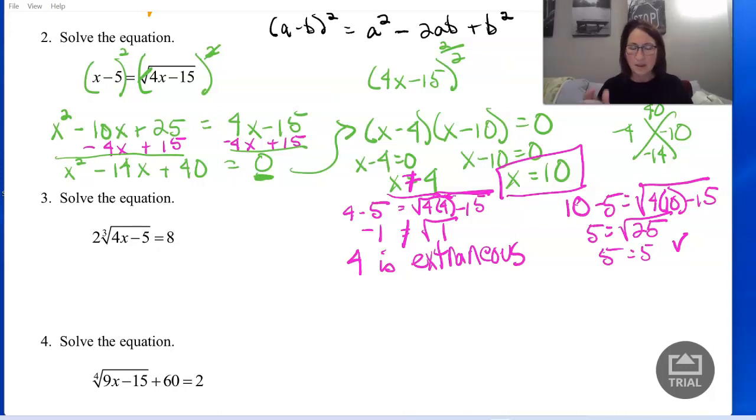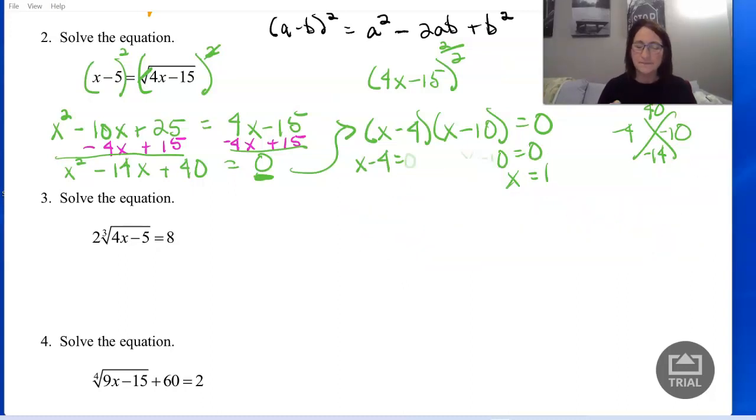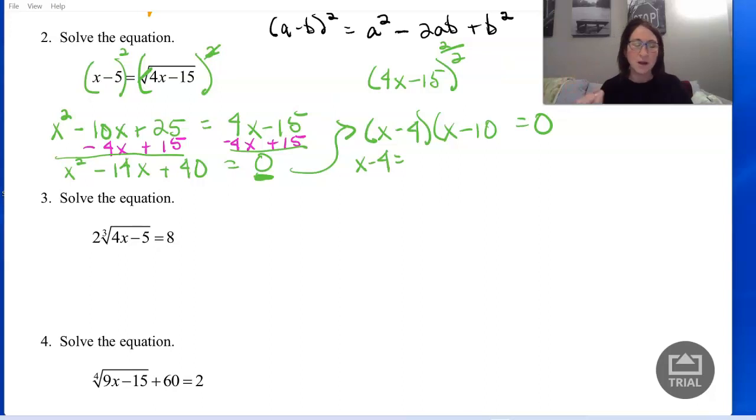I'm going to erase that so I have a little bit of room. Just to go back on that one a little bit, when you're writing your solution, it would be x is equal to 10. You can't say that x is equal to 4 at all. Let's now solve problem number 3.